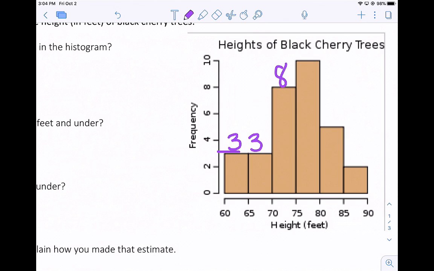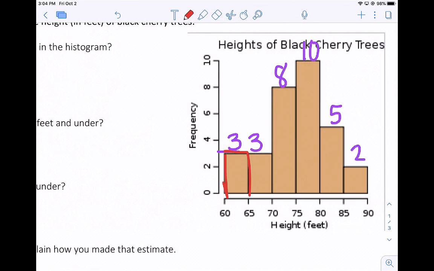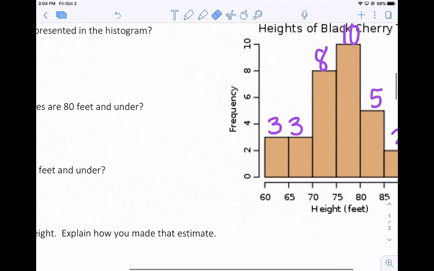There are 8 trees between 70 and 75, 10 between 75 and 80. It looks like there's 5 between 80 and 85, and there's 2 between 85 and 90. And remember what these bins mean: the 3 in this first bin are 60 feet up to, but not including, 65. In the next bin, they start at 65 and go up to, but don't include, 70, and so on. So really this is like 60 to 64.999999. It goes up to that amount, but doesn't include it.